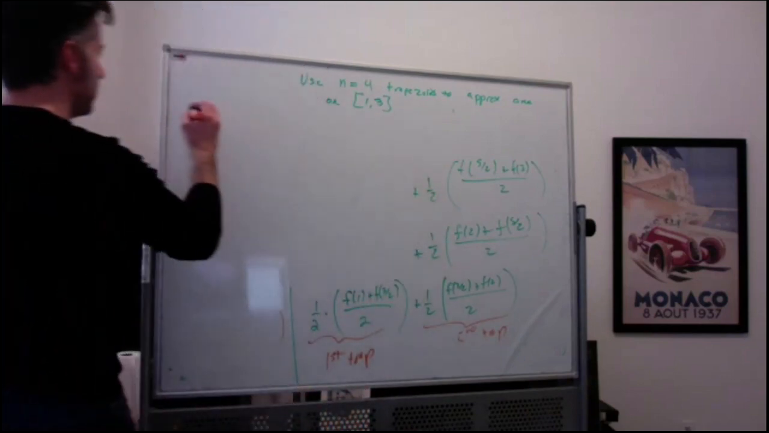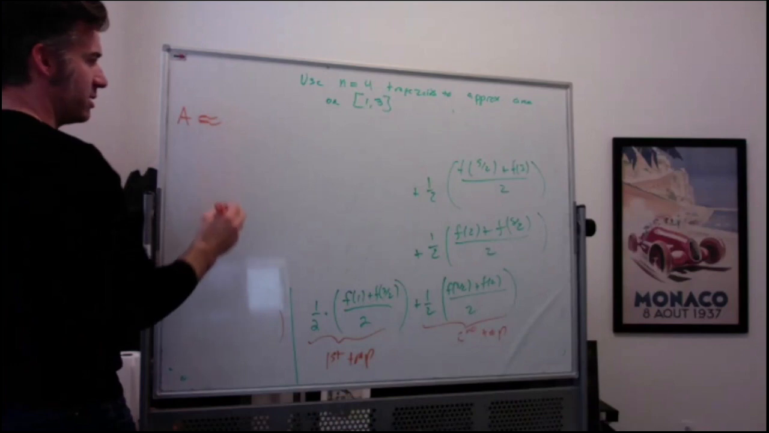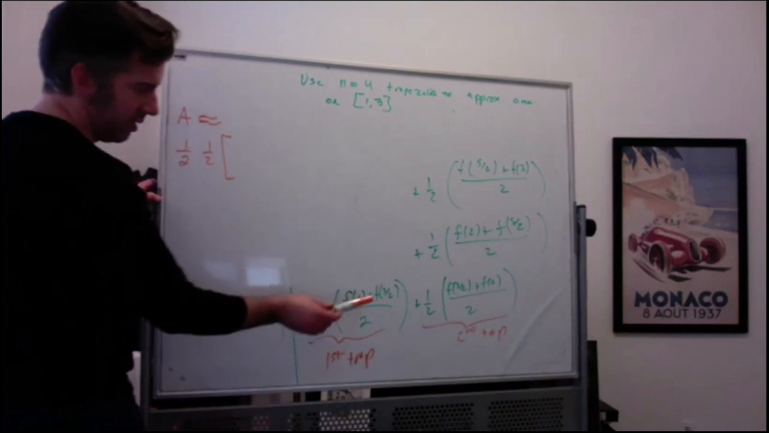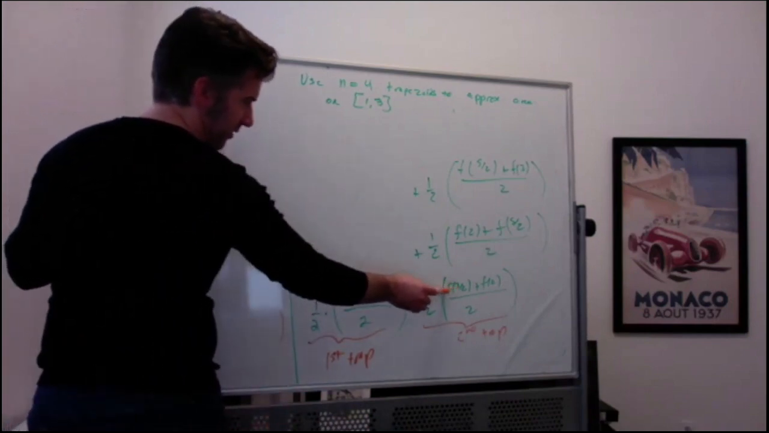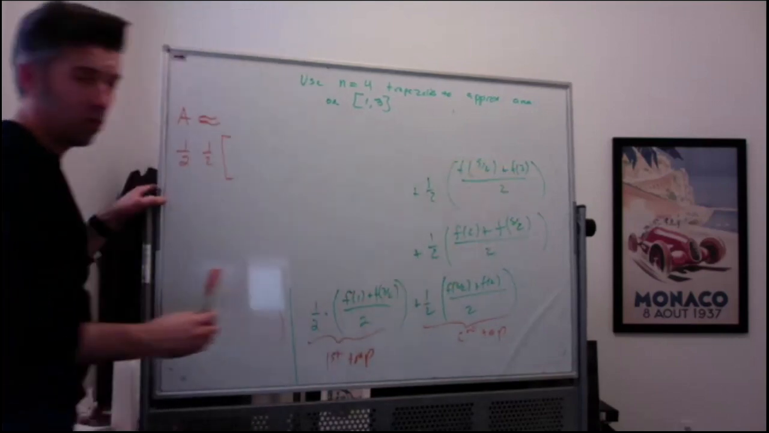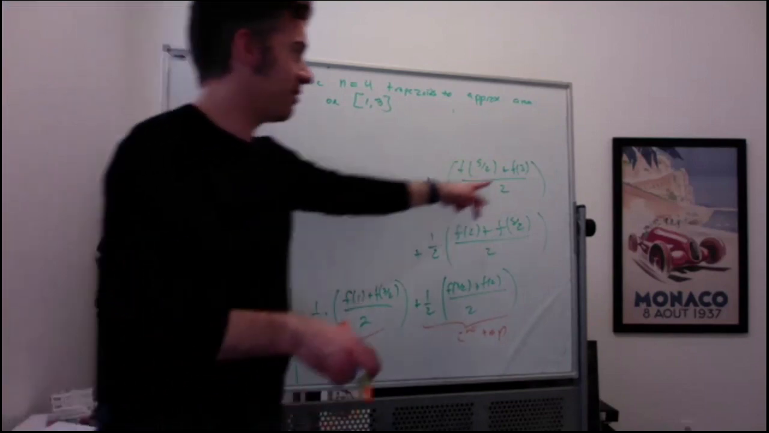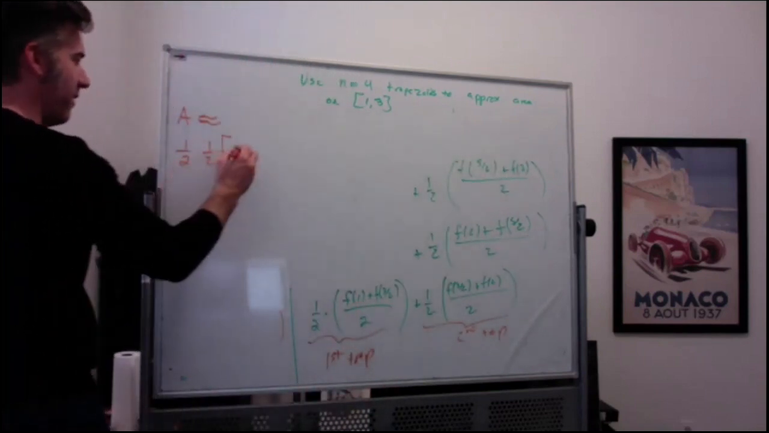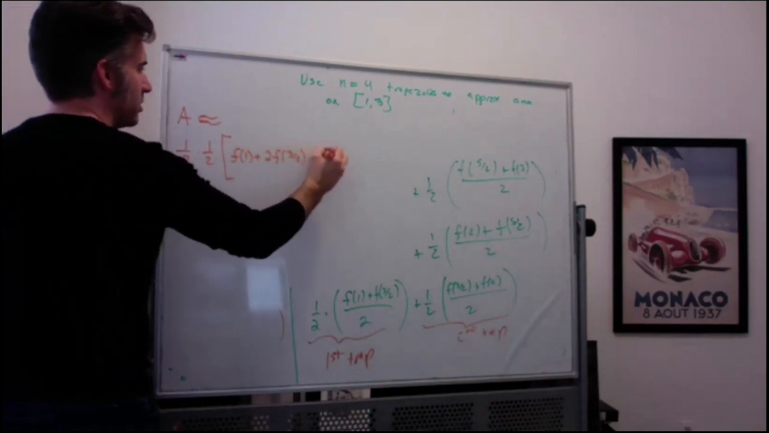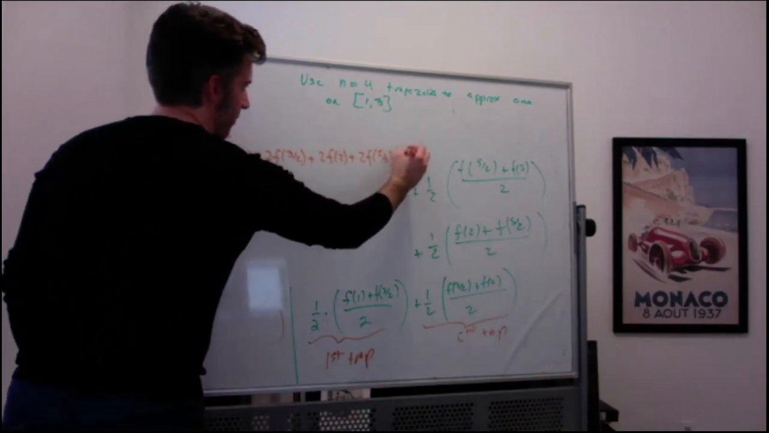All of this is an approximation, so I should really be using approximately. Here it is approximately 1/2 times 1/2 times, let's see what I'm left with: f of 1 plus f of 3/2 plus f of 3/2 plus f of 2 plus f of 2 plus f of 5/2 plus f of 5/2 plus f of 3. In other words, I've got 2 of everything except for the first thing, f of 1, and the last thing, f of 3. So this is 1/2 times 1/2 times f of 1 plus 2 times f of 3/2 plus 2 times f of 2 plus 2 times f of 5/2 plus 1 times f of 3.